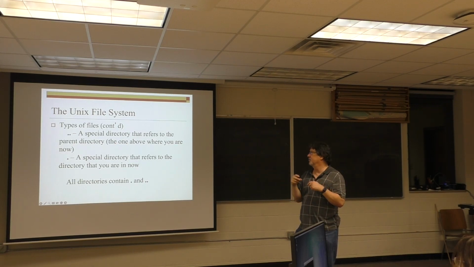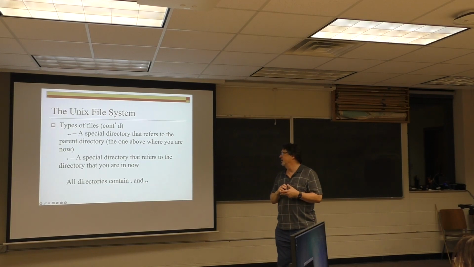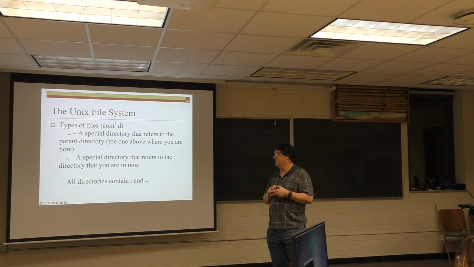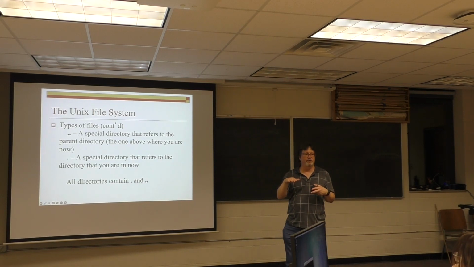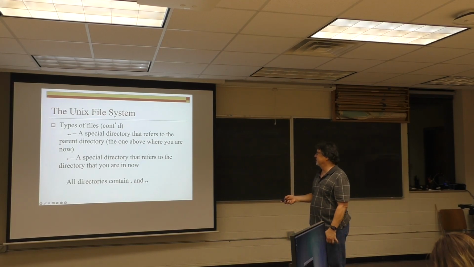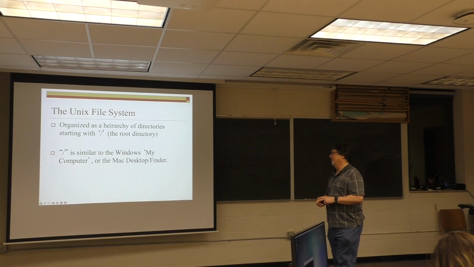And I'll explain a little bit more about how the file system is laid out, and that might make a little bit more sense. So the .. directory is always one directory above where you're at, and then the . directory is a special directory that refers to this directory, like whatever directory you're in right now. Every directory is always going to have those two things in it, even before you put anything else in there. And I'll explain why you might use those in a little bit.